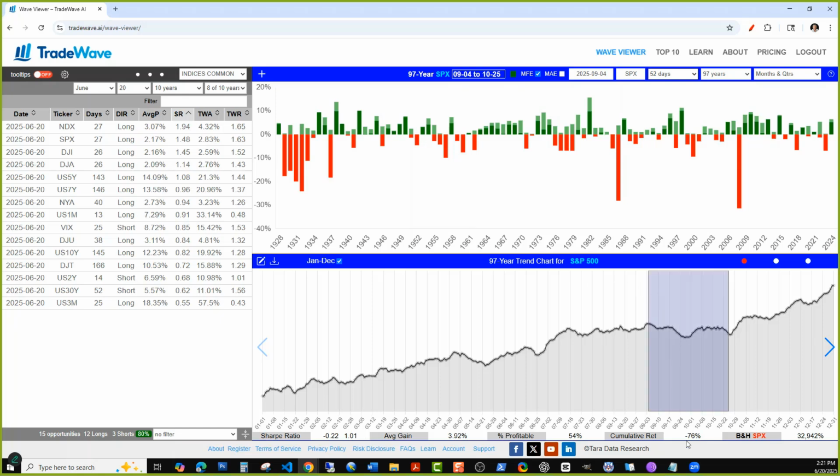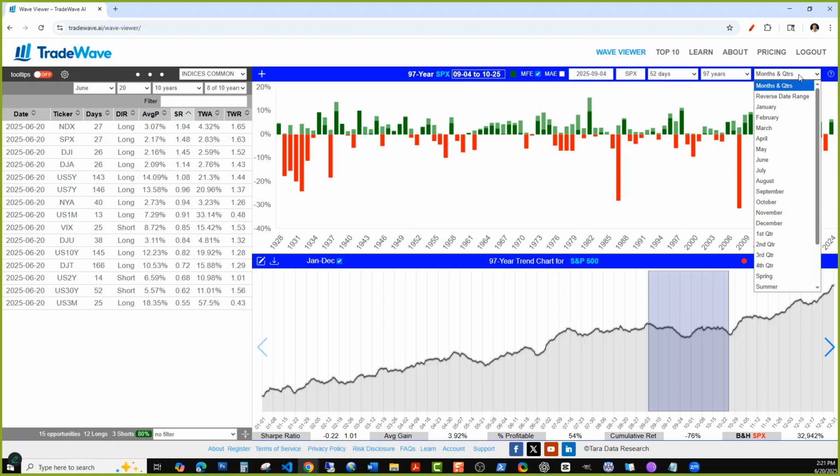And how do we know that? Look down here. TradeWave puts a green square here, which means it considers it a bullish date range. But the cumulative return for this date range is minus 76%. You would have lost money over 97 years.